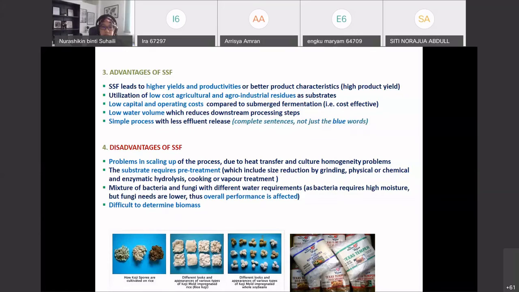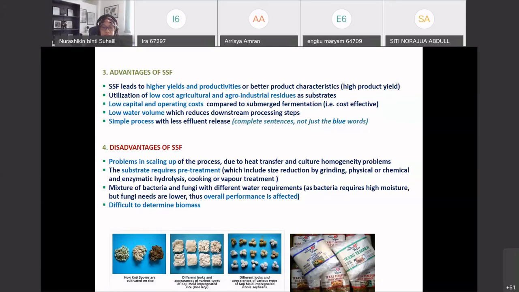Okay, and for the SSF, because of the nature of the solid state, it can employ low cost agricultural and agro-industrial residues. So you just chop the substrates and you can use them directly for the fermentation. So that's one of the advantages. And because you are fermenting fungi, right? Perhaps the pre-treatment might not be as difficult as if you want to use the substrates for liquid fermentation.